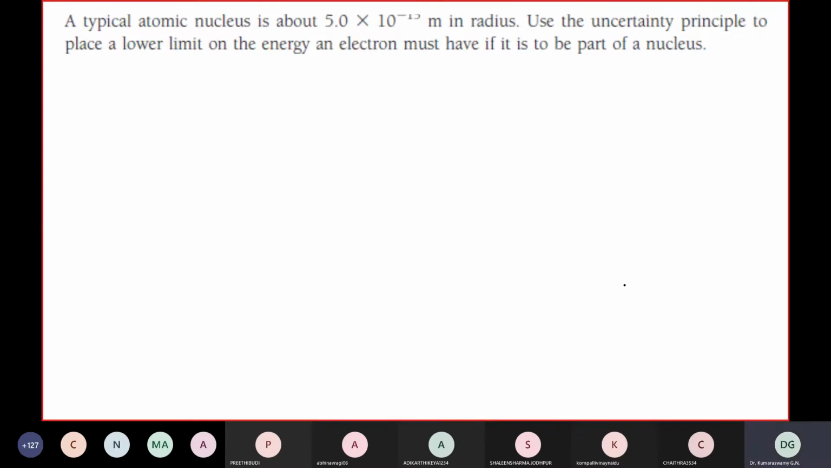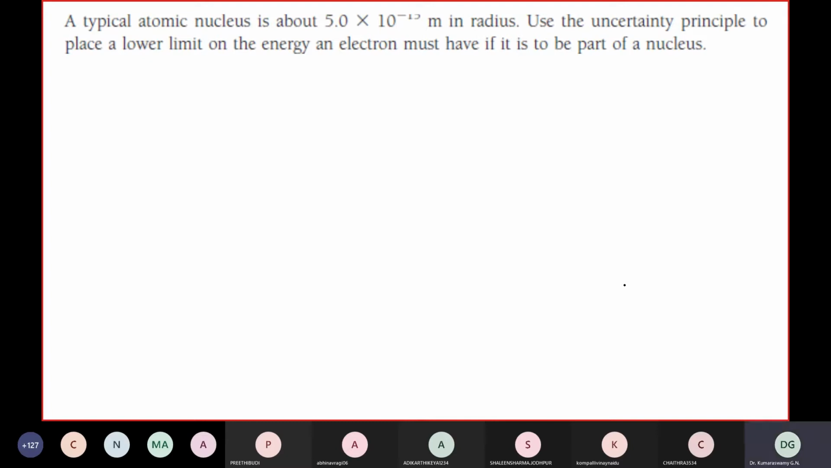Do electrons exist inside the nucleus? No, sir. Only protons and neutrons. What I am asking is, do the electrons exist as free particles or as whole particles inside the nucleus? No, sir. Electrons cannot exist inside the nucleus. Okay.